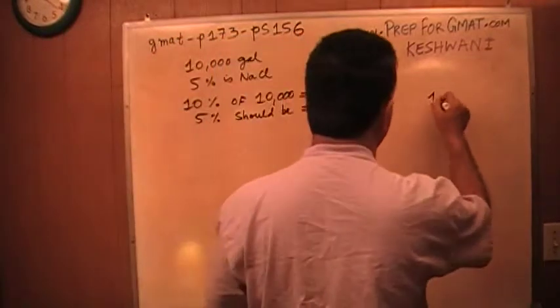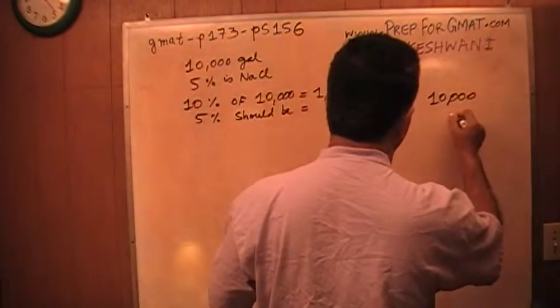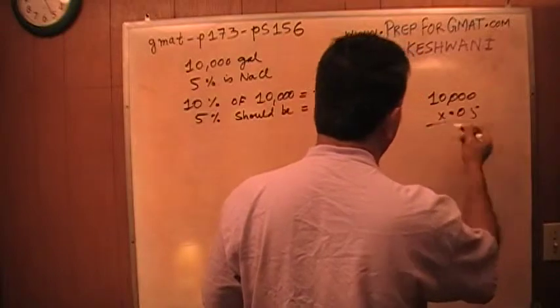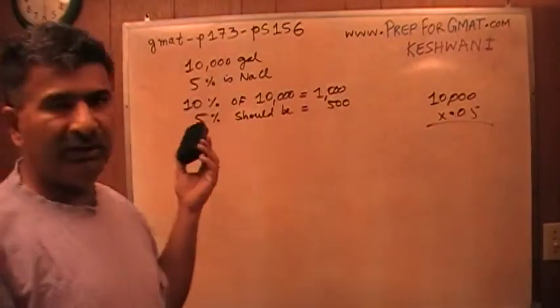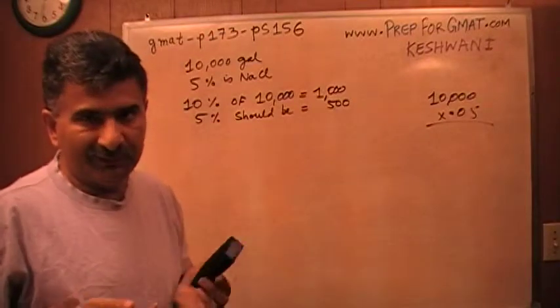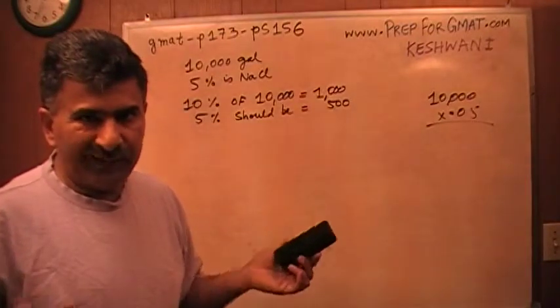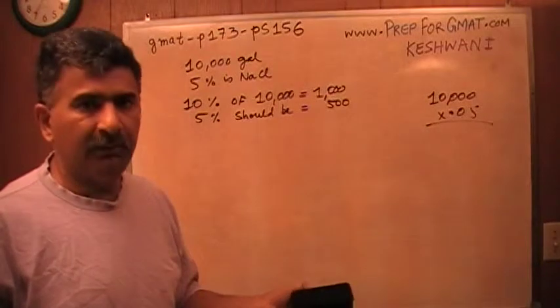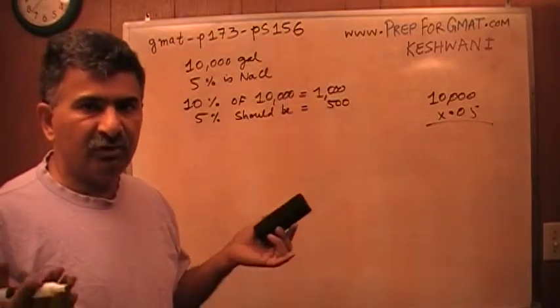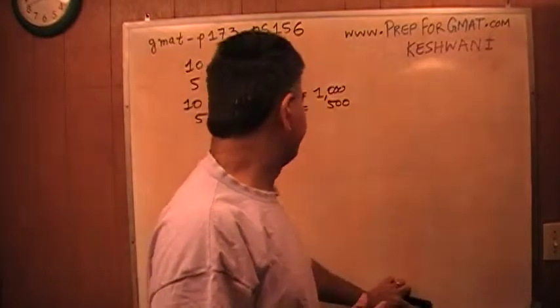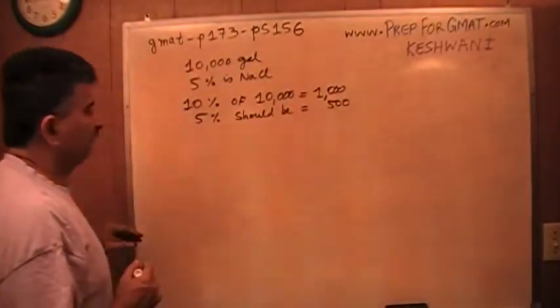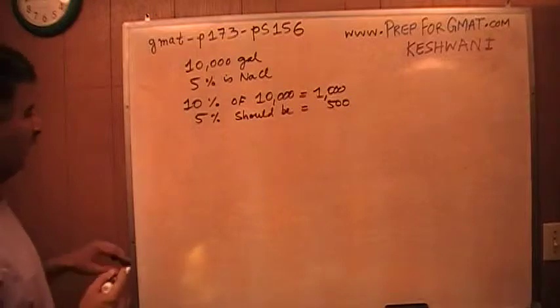I've seen people wasting their time sitting there going 0.05 and multiplying, and oh my god, what a waste of time. Don't do that. Just think logically. 10% of 10,000 is 1,000 because 10% is a 10th of 10,000. A 10th of 10,000 is 1,000. Therefore, 5% should be 500. Half of 1,000. That's all. Don't waste your time. So I know that we have 500 gallons of sodium chloride.